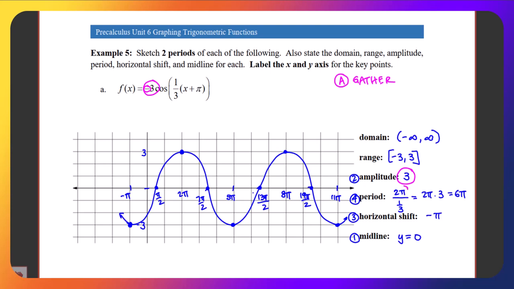The period is 2 pi over b. The b is the coefficient of the x outside the parentheses. So 2 pi divided by 1/3. Division becomes multiplying by the reciprocal. That's 2 pi times 3, and that's 6 pi. There's our period.